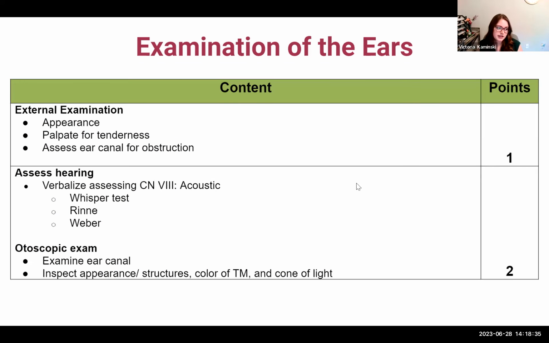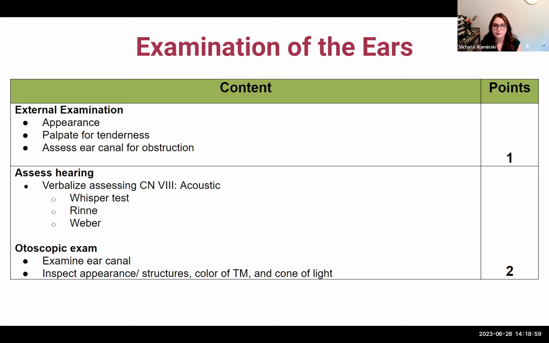For examination of the ears, you're going to be using your otoscope for this. You're also going to be using a tuning fork. So you need to, again, make sure all of the equipment is available to you within reach and within the camera view. You're also going to assess the external examination of the ear by appearance. You're going to palpate for tenderness, both in front of the ear, behind the ear, and at the ear itself. And then you're going to assess the canal for obstruction.